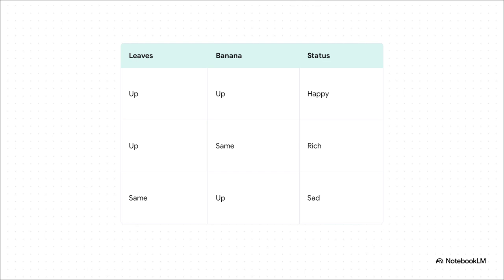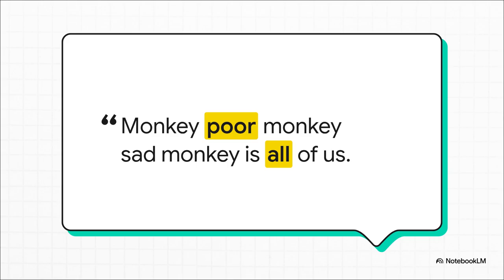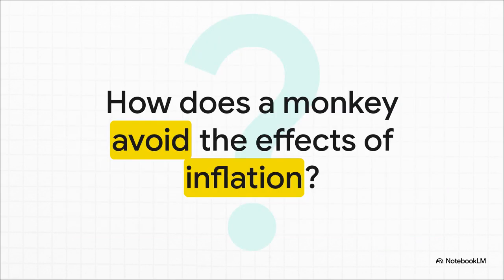But here is the kicker. If a monkey's pile of leaves stays exactly the same, but the price of a banana goes up, well, that monkey becomes poor and very, very sad. And as our source material so perfectly puts it, monkey sad. Monkey is all of us. When our wages, our pile of leaves, stay exactly the same, but the cost of groceries, rent, and just existing, our bananas, gets more and more expensive, we feel it deeply. It's a highly relatable reality for our own wallets, isn't it? I mean, we've all been that sad monkey staring at an overpriced banana at the grocery store.